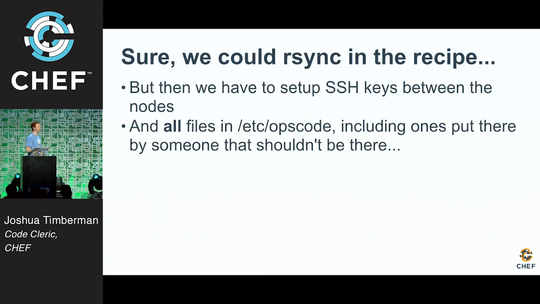So I mean, I could totally just put rsync in a recipe, but then I feel dirty for using rsync. And we also have to set up SSH keys between the two nodes, and any files that are in the /etc/opscode directory would be copied over. We may not want to have that happen.